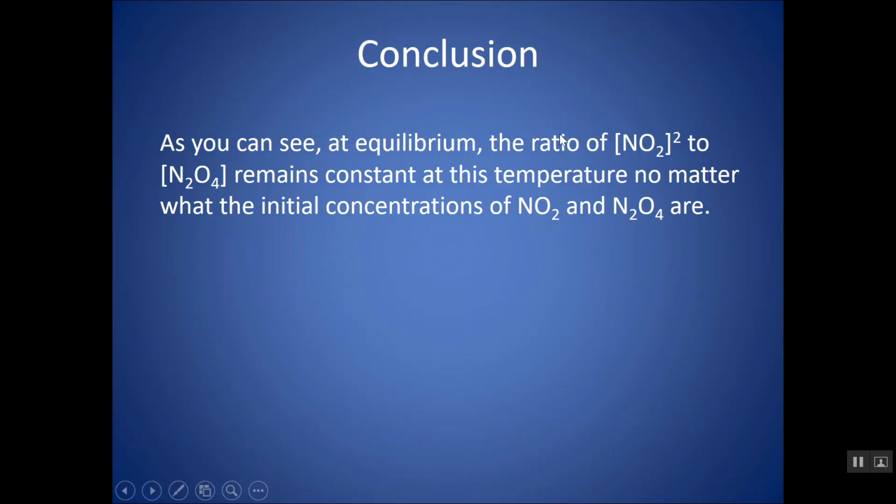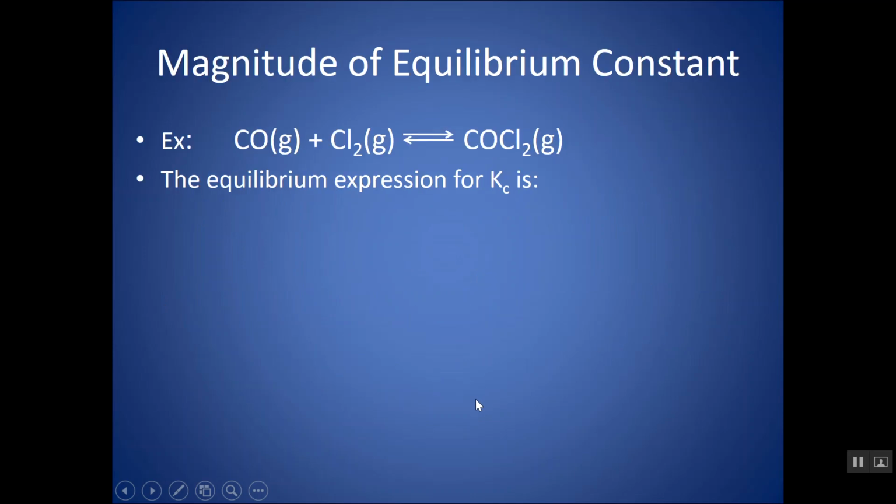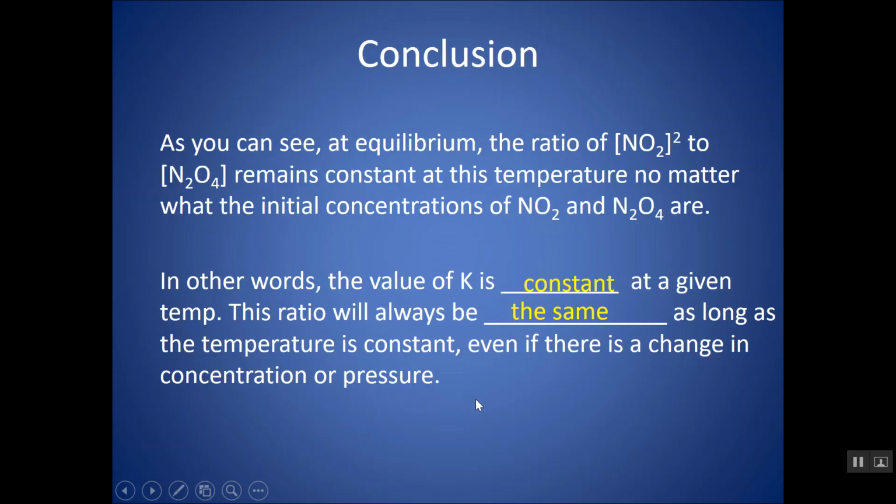Okay, so as you can see at equilibrium, the ratio of NO2 squared to N2O4, which is your equilibrium constant, is constant no matter what the initial concentrations are. In other words, the value of K is constant. This ratio will always be the same as long as the temperature is constant. Even if there's a change in concentration or a change in pressure, it's not going to affect the equilibrium constant.